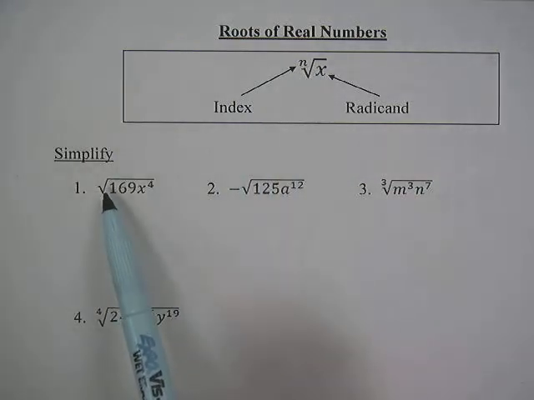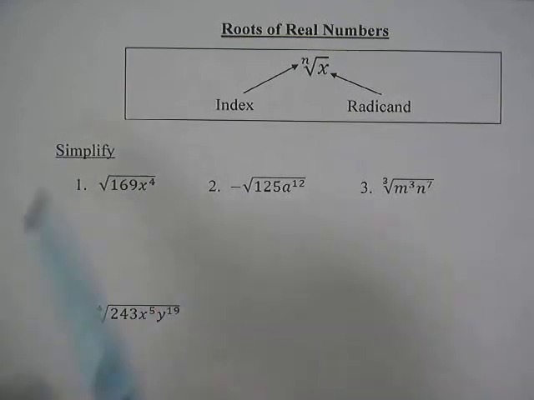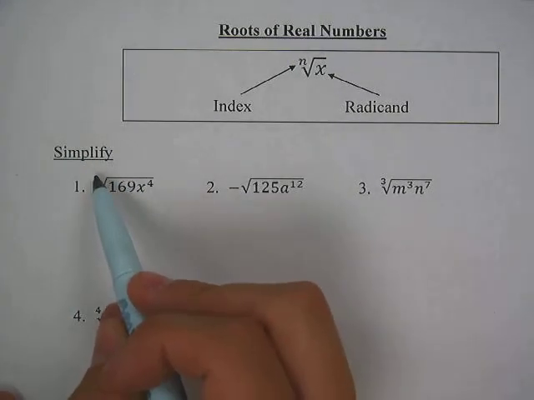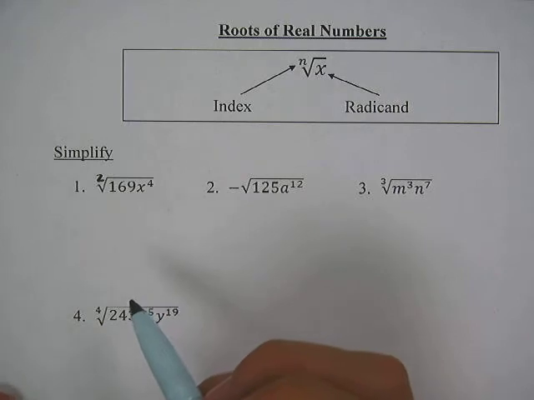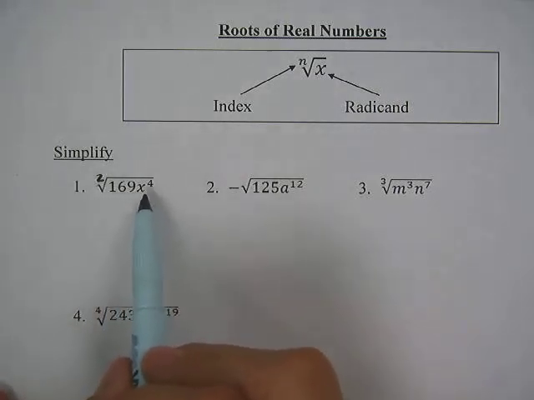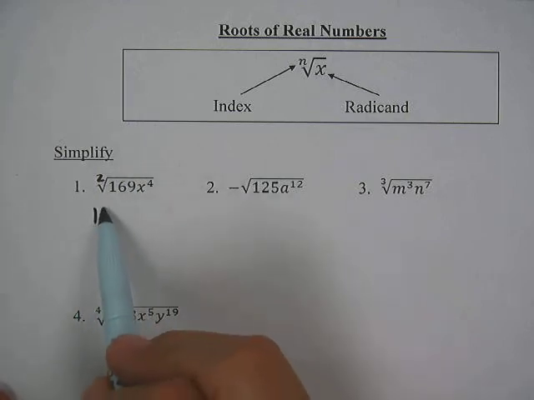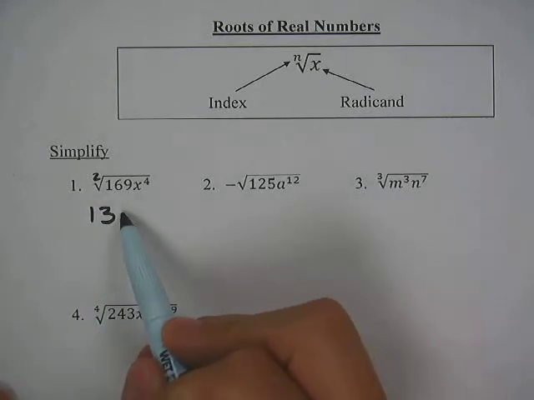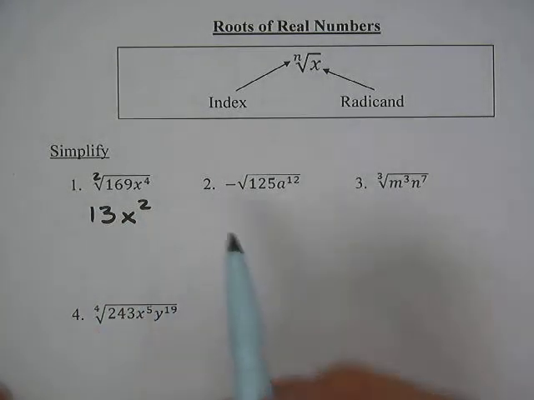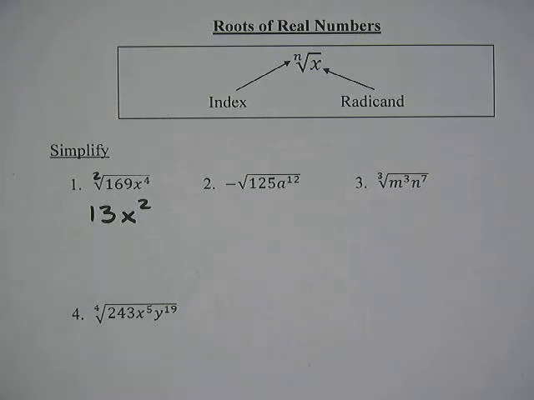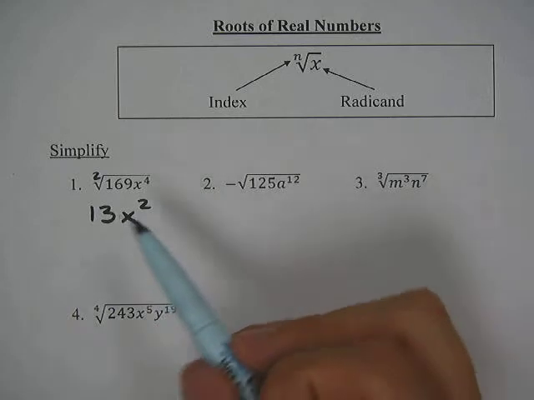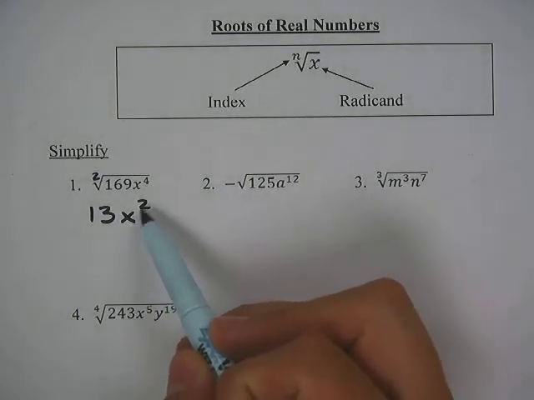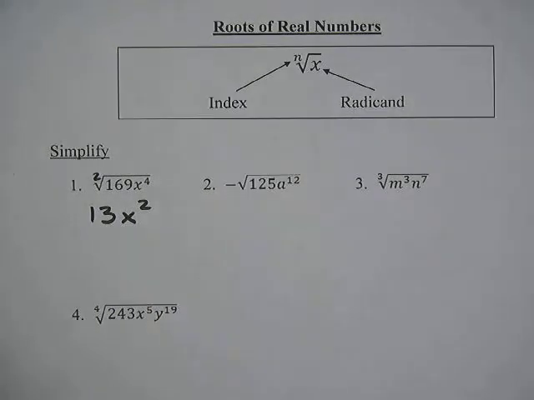Like, for instance, this example right here. If I'm going to simplify this, it doesn't say 2 here, but it's assumed that there's a little 2 right there. And so we're looking for the square root of 169 x to the 4th. The square root of 169 is 13, and the square root of x to the 4th is x squared. Now, how do I know it's x squared? Because remember, a square root is something that when you multiply it by itself, you get back to the original. So x squared times x squared is x to the 4th.